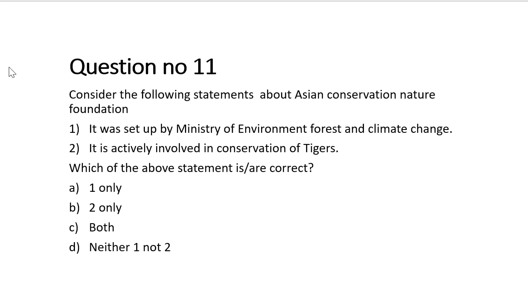Now come to the next question. The next question is about the ACNF, Asian Nature Conservation Foundation. The question is, it was set up by the Ministry of Environment, Forest and Climate Change. This is a wrong option. It is involved in the conservation of tigers. This is also wrong. So the answer is neither A nor B.